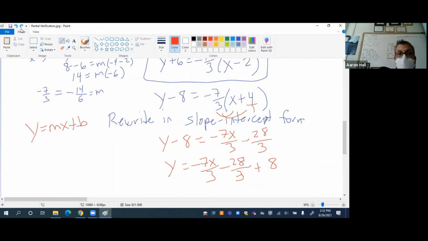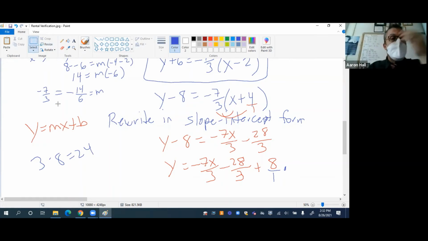8 right now is 8 over what? 1. So what's our common denominator? 3. So I multiply by what? We're not going to multiply by 3, because if I multiply by 3, I've just changed the quantity. I know what you mean, I just want to make sure that we're all on the same page. We're not multiplying by 3. We're multiplying by 1.